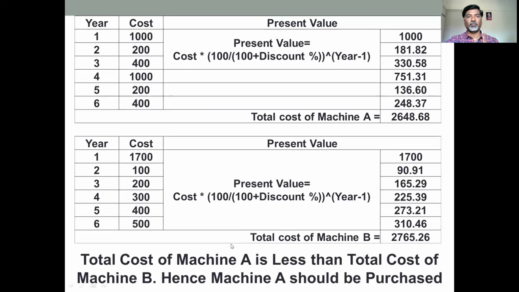Here they have given that machine A has to be purchased. If you are using machine A and machine B for the same period, then machine A will give better performance than machine B. So it is suggested that you use machine A rather than machine B. Getting?